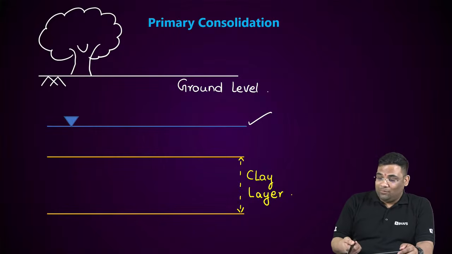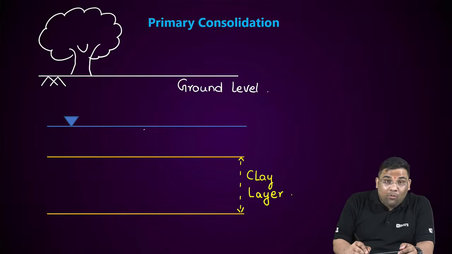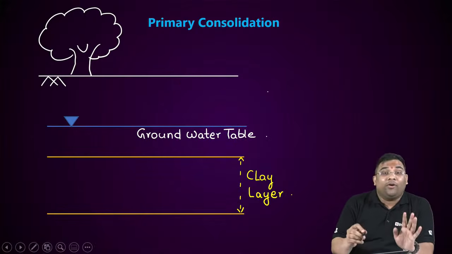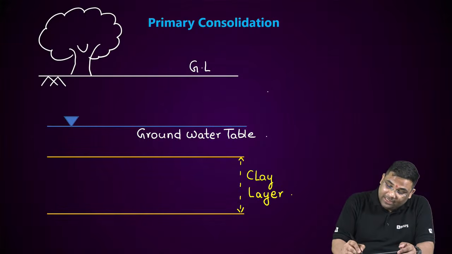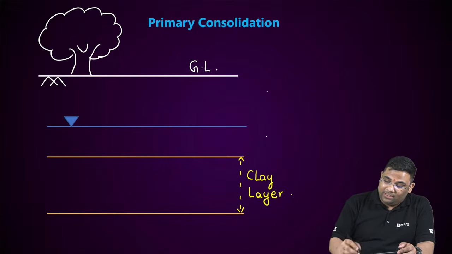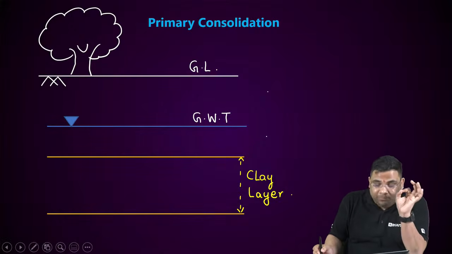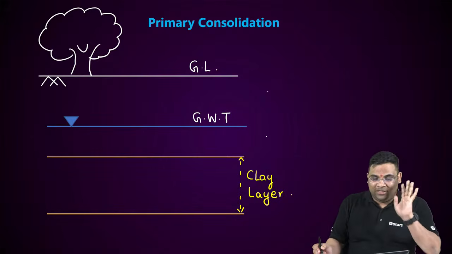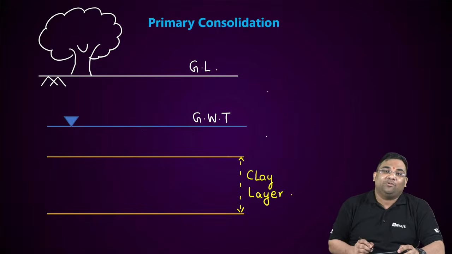Yeah. This is your groundwater table. Okay. So ground level is also known as, in short we write what? GL. And groundwater table we write as what? GWT. Now you see this clay layer is below the GWT. That means what? It is fully saturated, right? It is fully saturated.